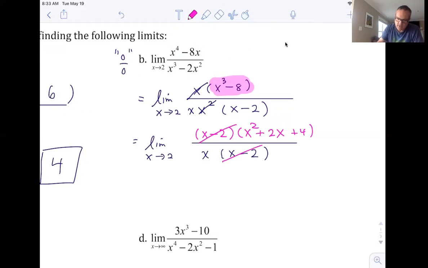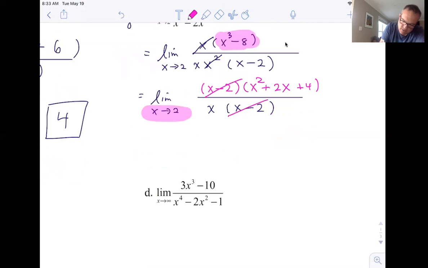So at the end of all of this, finally, I can evaluate my limit, right? After I do all my factoring and canceling, I can let x become 2. So up top, I have 2 squared plus 2 times 2 plus 4 all over 2. If I add that up, I get 12 over 2, so that's 6. There's my limit.